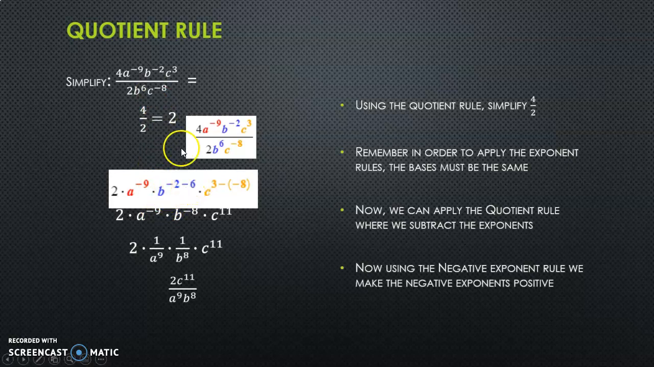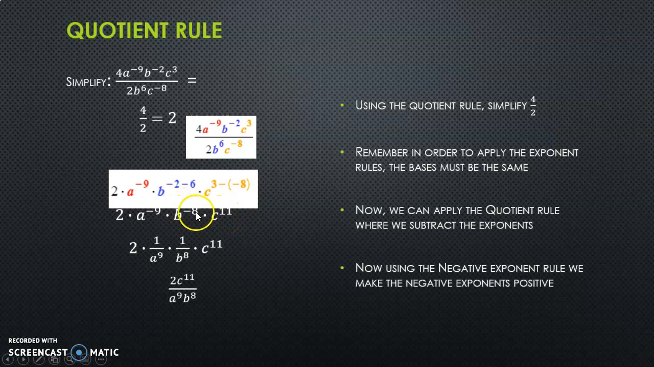minus 6 power. Then we have c to the third power in the numerator and c to the negative 8th power in the denominator. Subtracting those, we'll get c raised to the 3 minus negative 8 power. Again, using our integer rules, remember we have to convert here. We keep the 2 and the a to the negative ninth, b to the negative 2 minus 6 becomes b to the negative 8, and c becomes c to the 11th power.